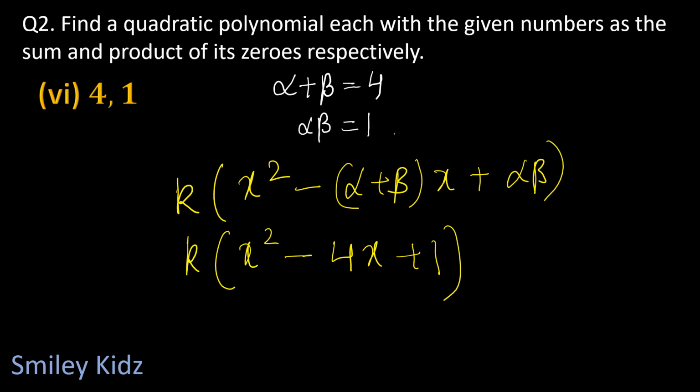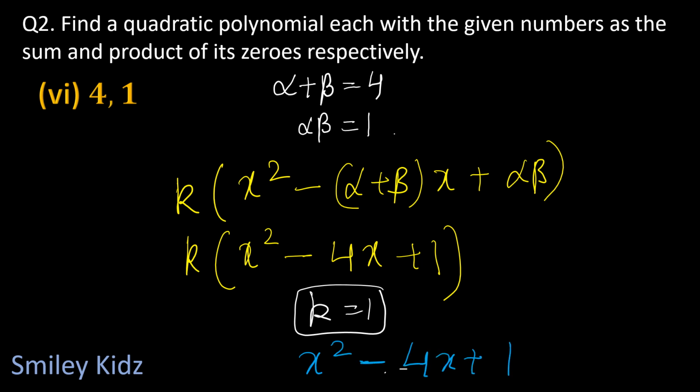And in this particular expression, since I have no denominator, I'm going to let k be equal to 1. So my required quadratic polynomial turns out to be x squared minus 4x plus 1. This is going to be my quadratic polynomial.